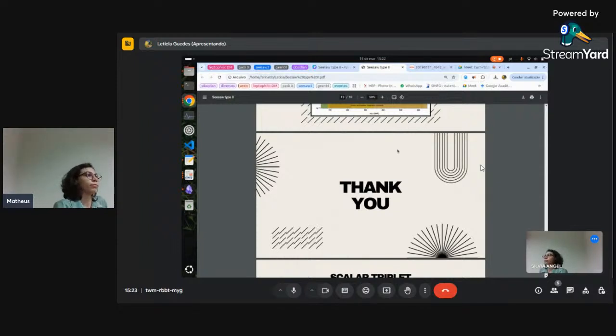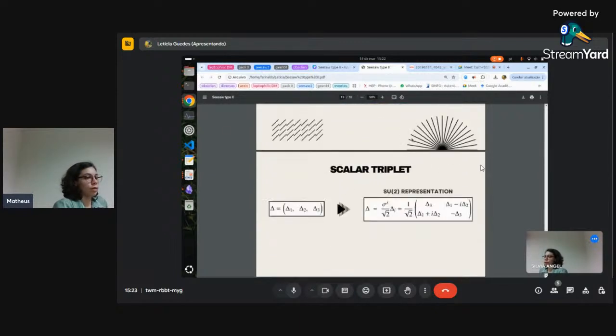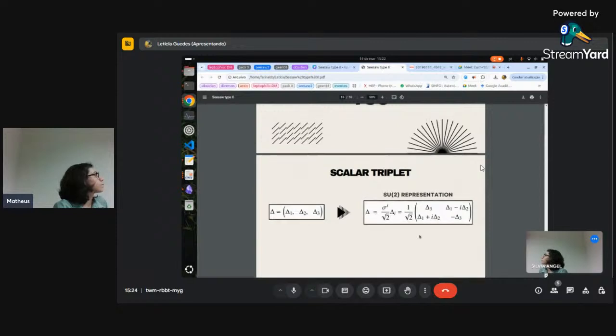Any more questions or comments? Everything is what I said. And this is the most that I could find about the S2 representation. You represent this delta in terms of the Pauli matrices, multiplied by the... Yes, that's exactly it. First case. It's good.